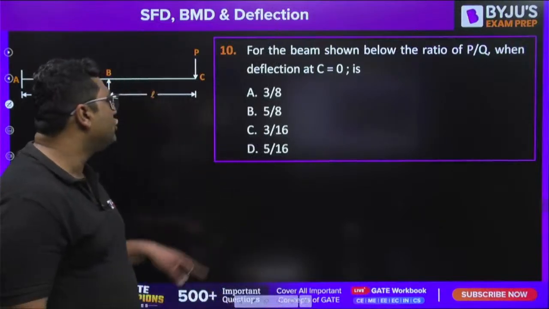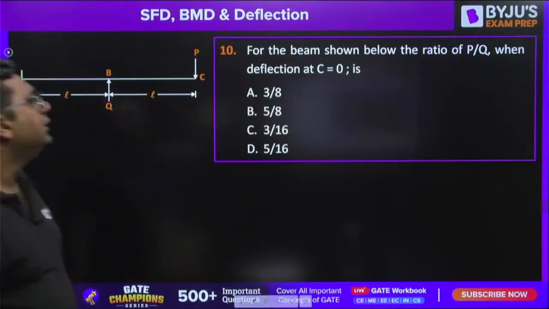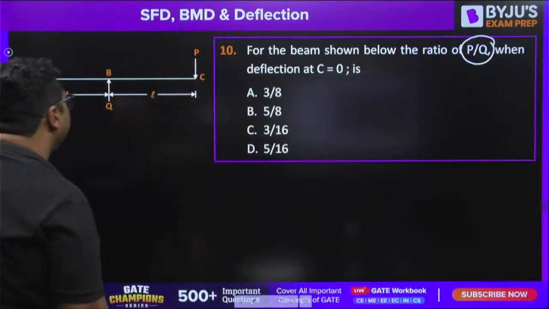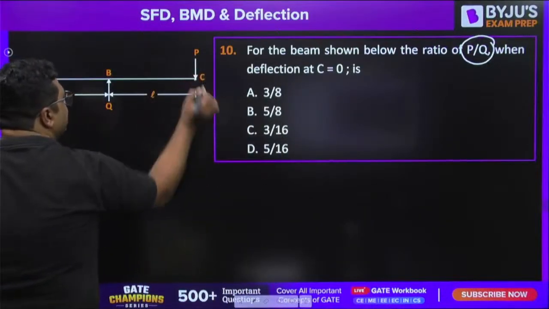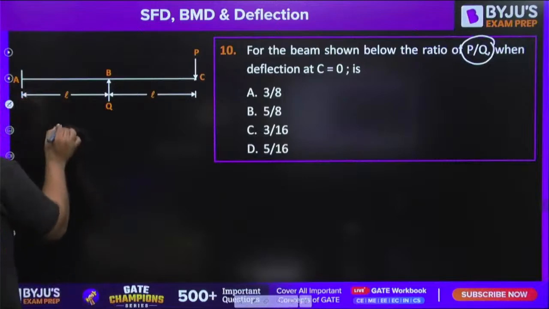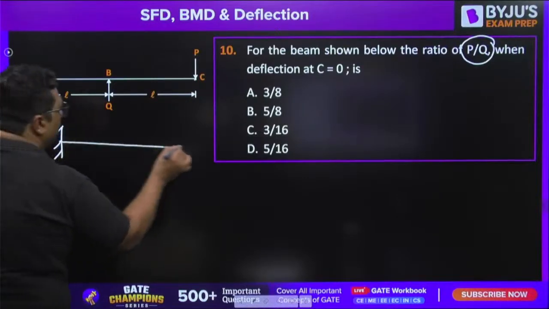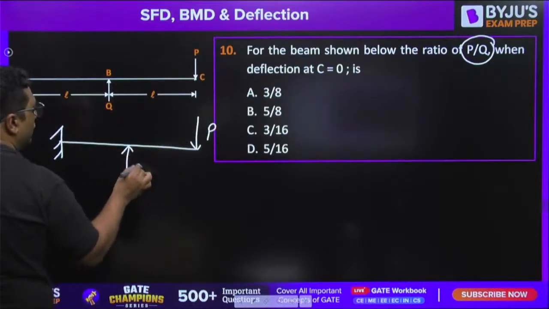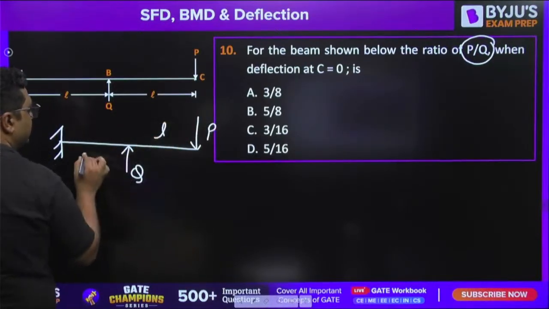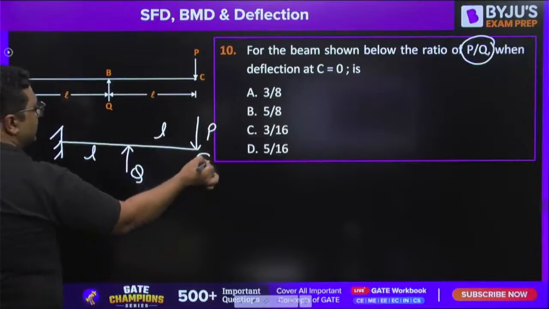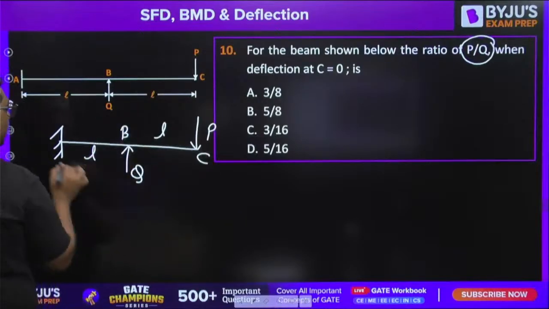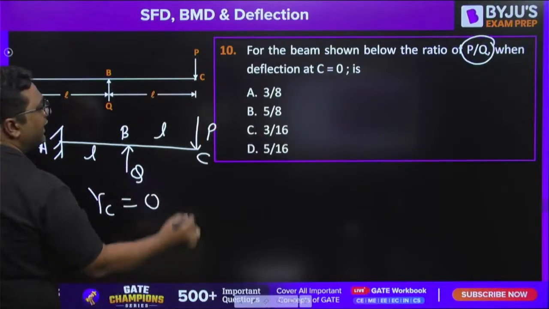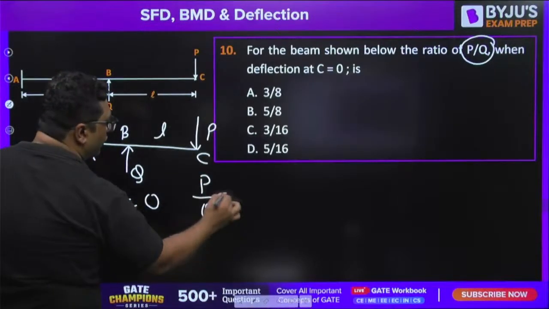Okay. Next question. For the beam shown below, the ratio P by Q when deflection at C is 0. Deflection at C is coming out to be 0. So this is a cantilever beam. Here the load is P. Here the load is Q. This is L, this is L. And this is C, this is B, and this is A. Deflection at C is 0. Then what is the ratio of P by Q?